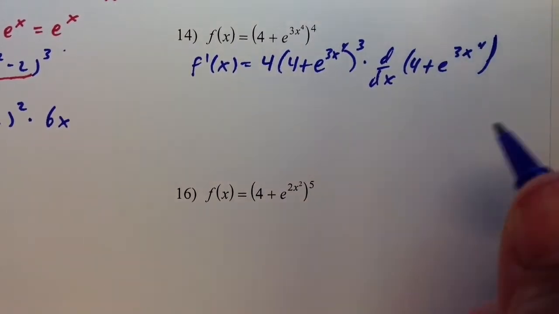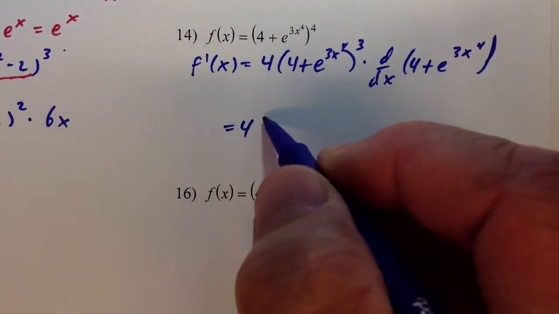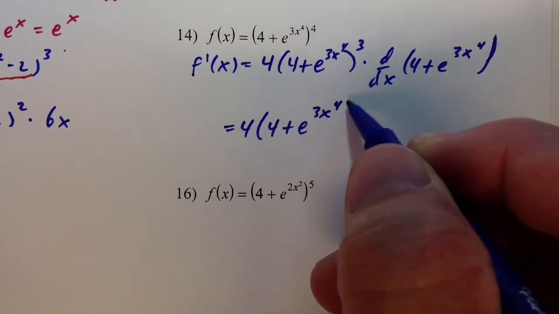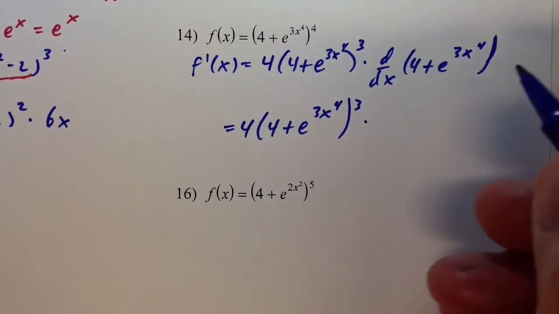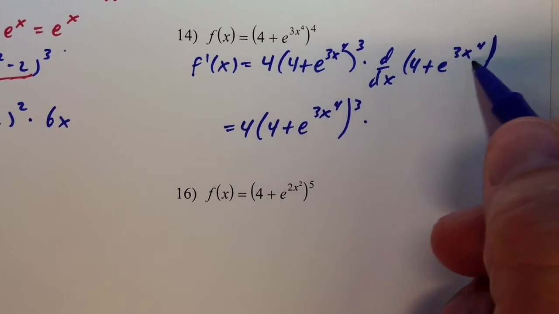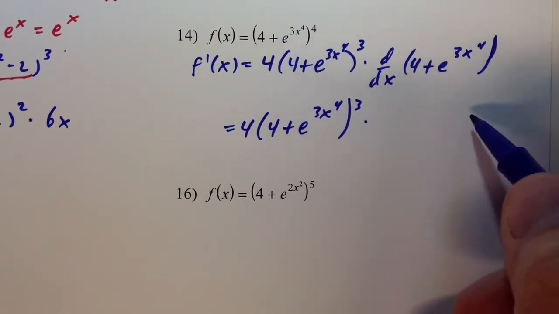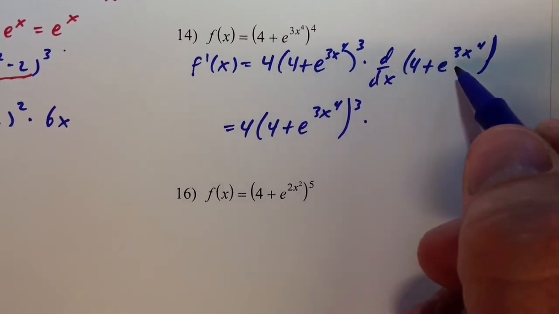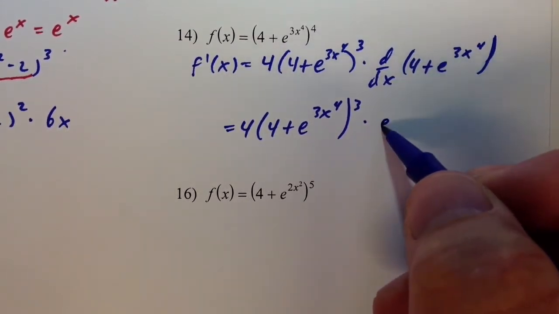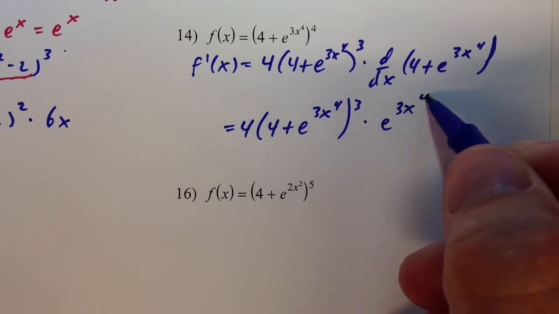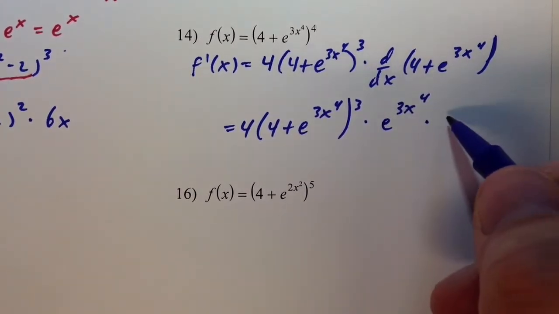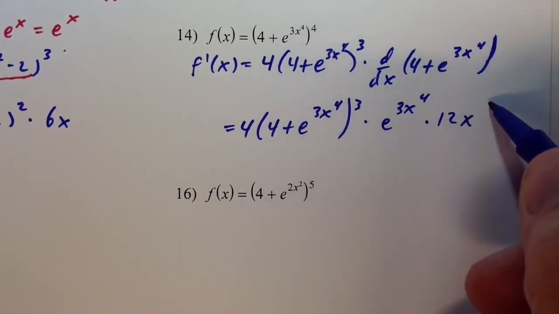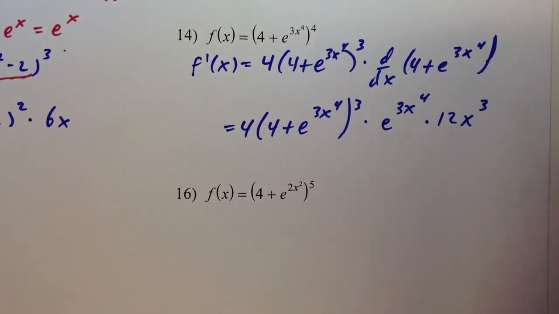Okay, so we'll rewrite this whole thing. 4 times that stuff, (4 plus e to the 3x to the fourth), raised to the third. And then again here we have the derivative of the sum of two functions, which is the sum of the derivatives. We know that the derivative of 4 is 0, so we won't even write that. And we know that the derivative of e to the something is e to that something. And if that something is other than x, we have to multiply by the derivative of it, which is 12 times x to the 3: 4 times 3 is 12, times x to the 4 minus 1, which is 3. There you go.